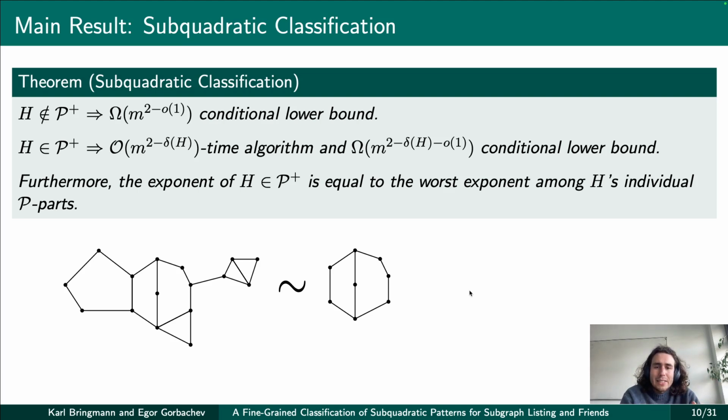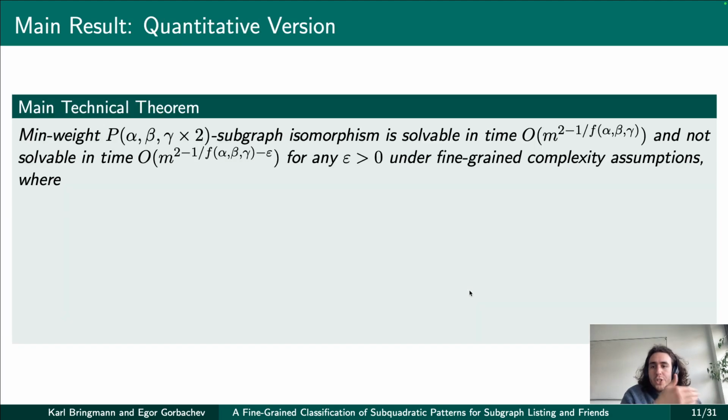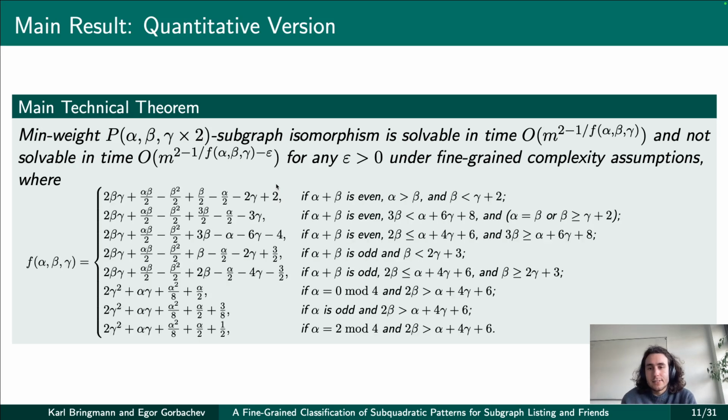It means that to specify exponents for all patterns from calligraphic P+, it is sufficient to specify them only for the patterns from calligraphic P, which is done by our main technical theorem. For any P alpha beta gamma times 2 pattern, the problem in question is solvable in time m to the power of 2 minus 1 over f of alpha beta gamma, and this time complexity is optimal under some fine-grained complexity assumptions, where f is defined like this.